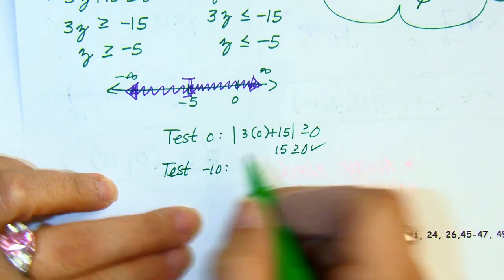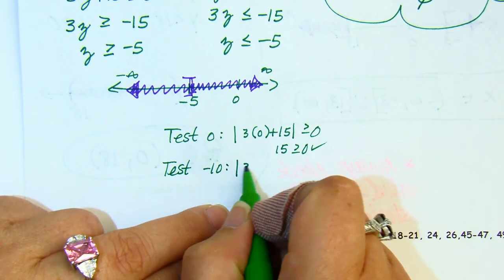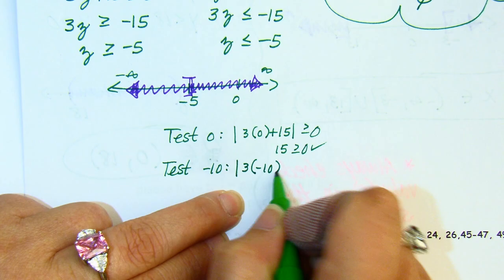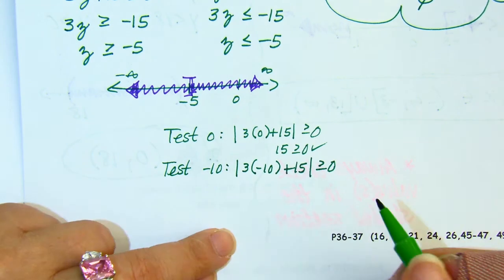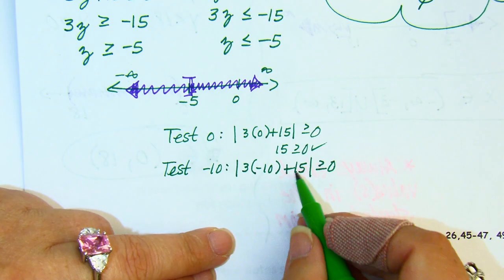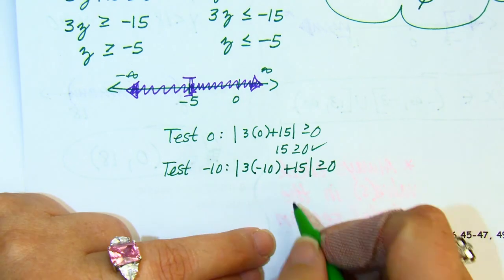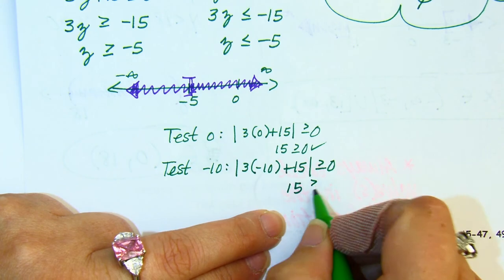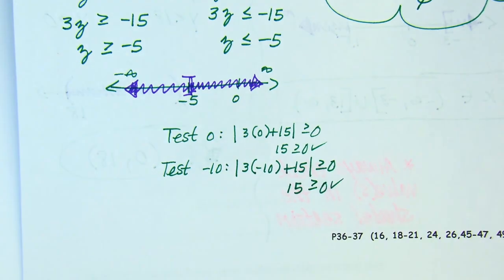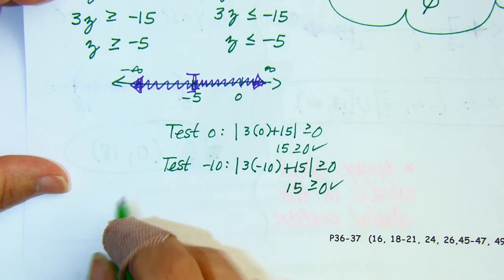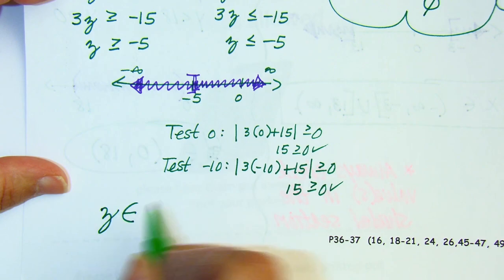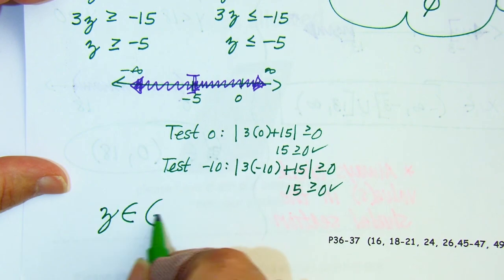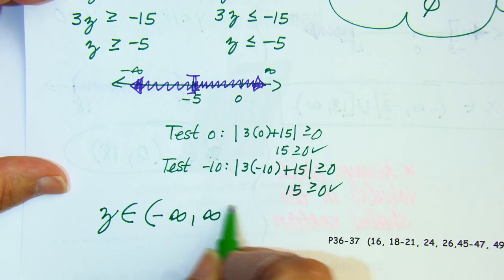Test, I don't know, negative 10. Negative 10 is on that interval. 3 multiplied with negative 10 plus 15 bigger than or equal to 0. And we're like, oh, this is negative 30 plus 15 is negative 15, but the absolute value of that is 15. Is 15 bigger than or equal to 0? Yes, it works. And so my solution here, and I'm convinced, is that z is an element of all real numbers, negative to positive infinity.